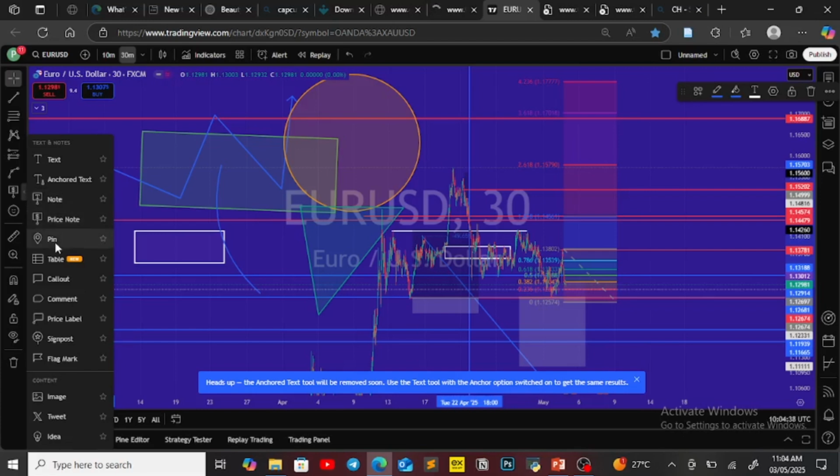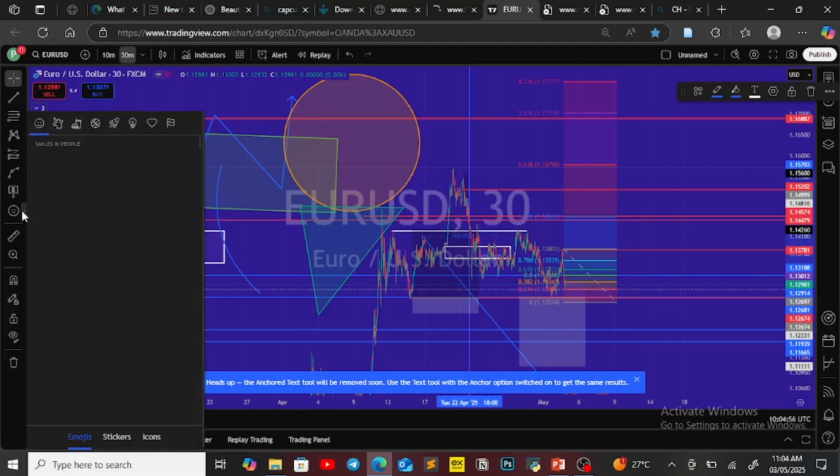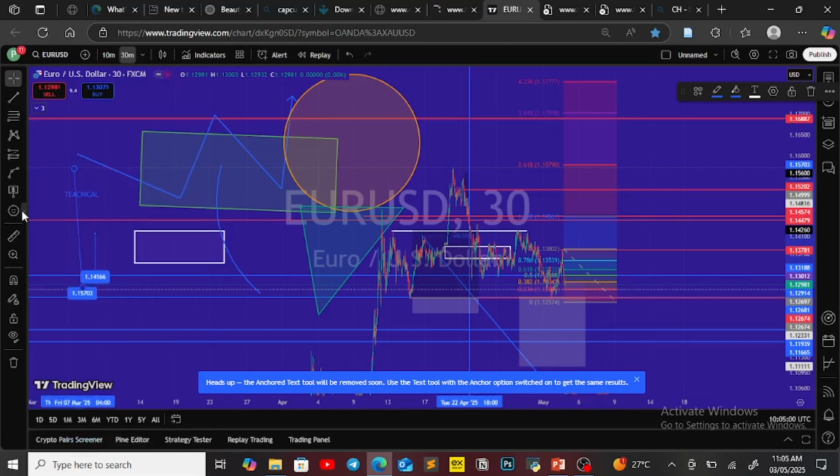So we have the pin, we have the tables, you have the callouts, comments, price label, signpost. You can also add an image, and sometimes if you want to tweet your content, you can use this. I mean, like you want to make a tweet on X. So here you can use emojis also. Probably you want to cover your entry or stuff like that, so you can use these emojis.